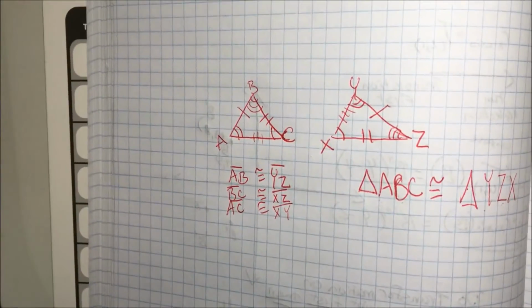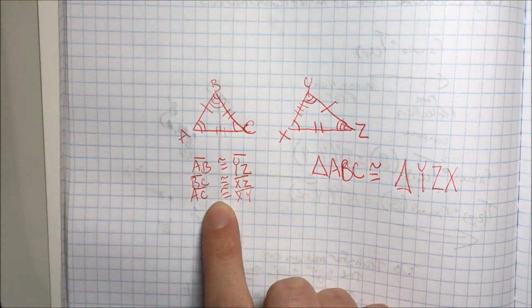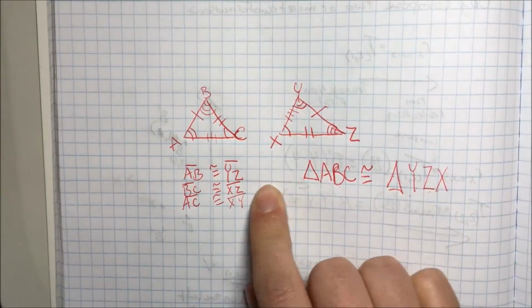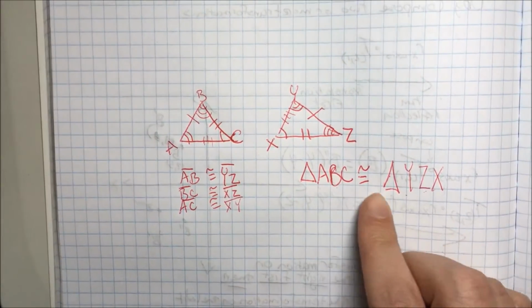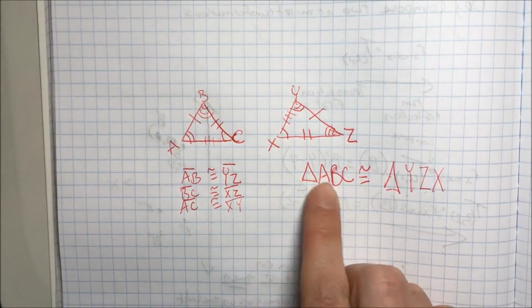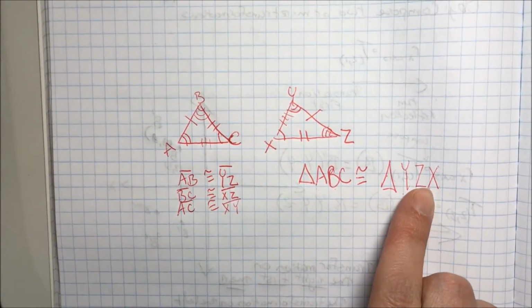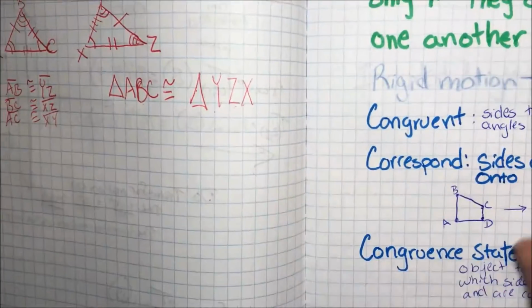We looked at another thing where we said, given that these sides are all congruent, let's write our congruent statement. And what we did is we said that AB is congruent to YZ, so AB and YZ have to go first, and then C corresponds to X, so C goes last.